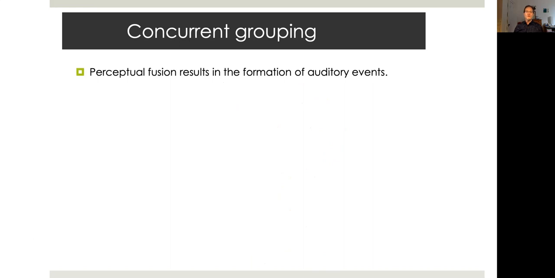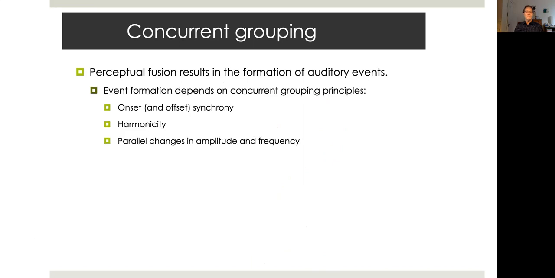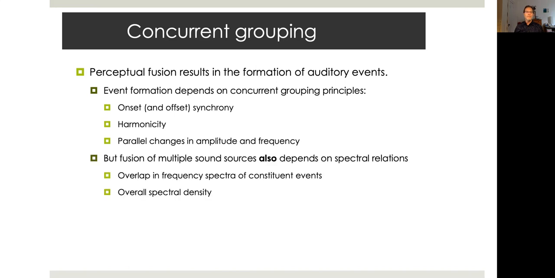Perceptual fusion results in the formation of auditory images. So in event formation, we find that it depends on a number of concurrent grouping principles, such as onset and offset synchrony, although onsets are more important, harmonicity among the frequency relations, and parallel changes in amplitude and frequency. Many of these can be gleaned from a score, although they also depend on tuning, timing, and dynamics in performance.